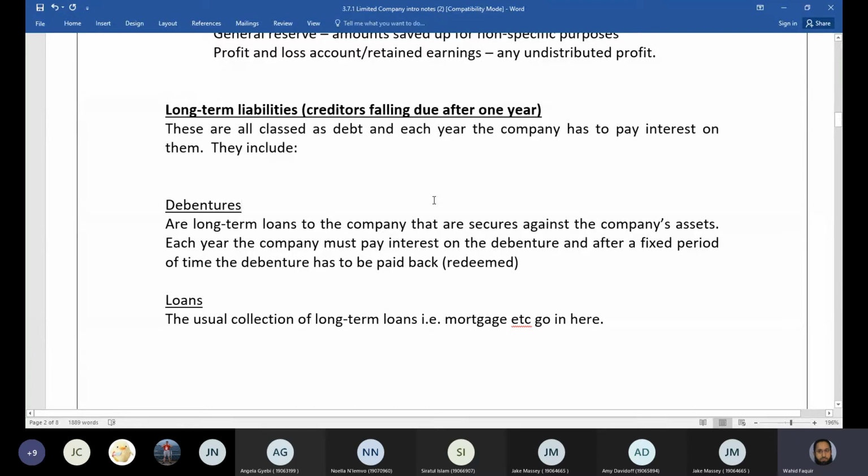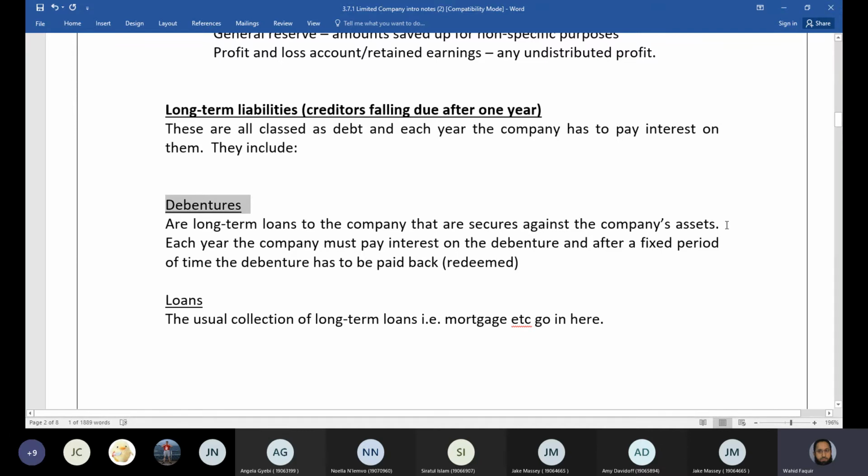Okay, long-term liabilities. For a sole trader, we said it's generally just a bank loan or a mortgage. For a limited company, this is the big news. We have debentures. Debentures, you need to learn that. It could come up in a multiple choice question. It is a type of loan, long-term loan to the company that secures against the company's assets.